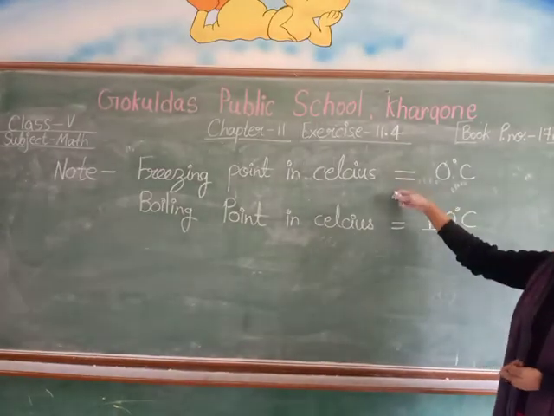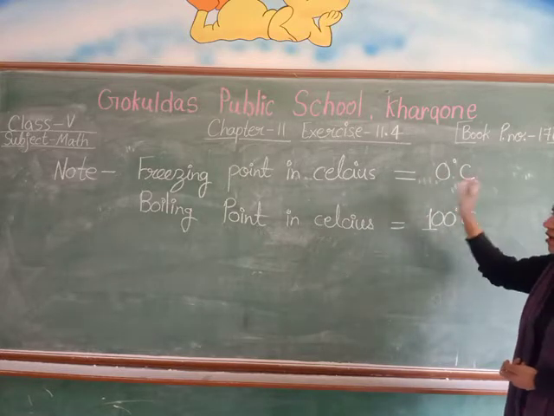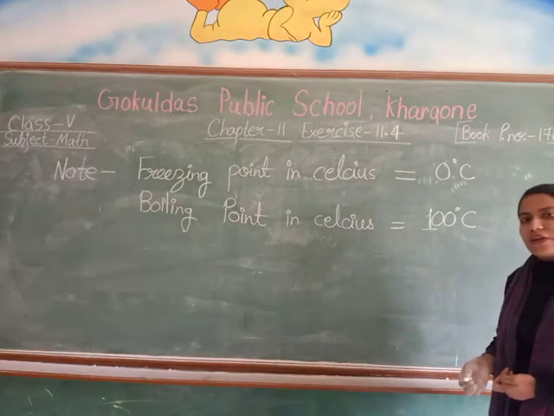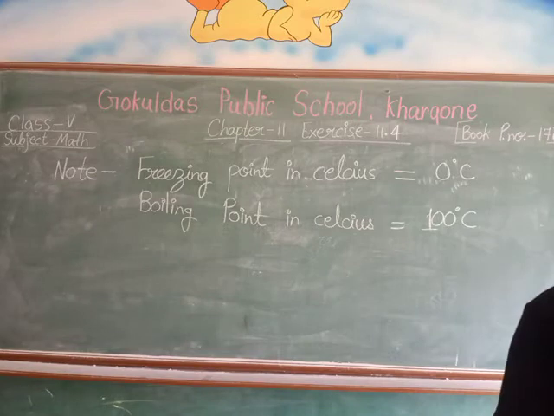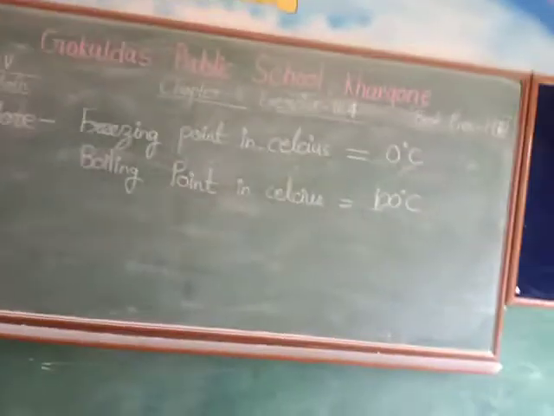What is the freezing point in Celsius? What is the freezing point in Fahrenheit? What is the boiling point in Celsius, and what is the boiling point in Fahrenheit? So note down this point. Freezing point in Celsius is 0 degree C.